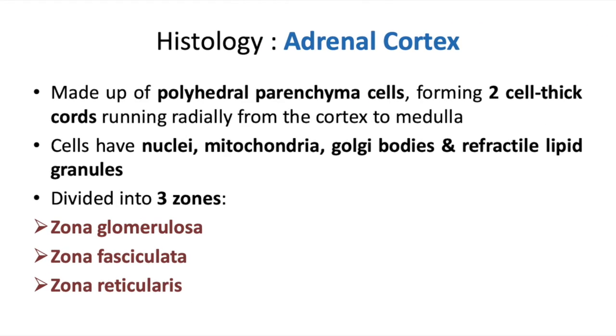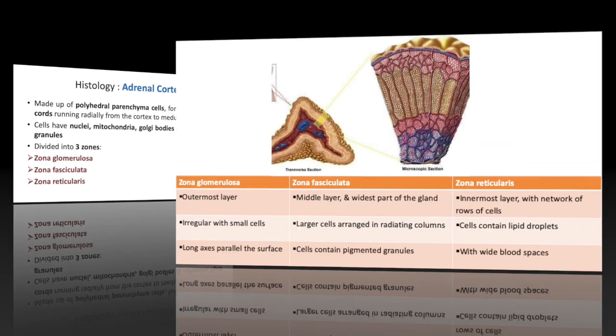Now about the histology of adrenal cortex. It is made up of polyhedral parenchyma cells forming two cell-thick cords running radially from the cortex to medulla. The cells have nuclei, mitochondria, Golgi bodies and refractile lipid granules. It is divided into three zones: zona glomerulosa, zona fasciculata, and zona reticularis.